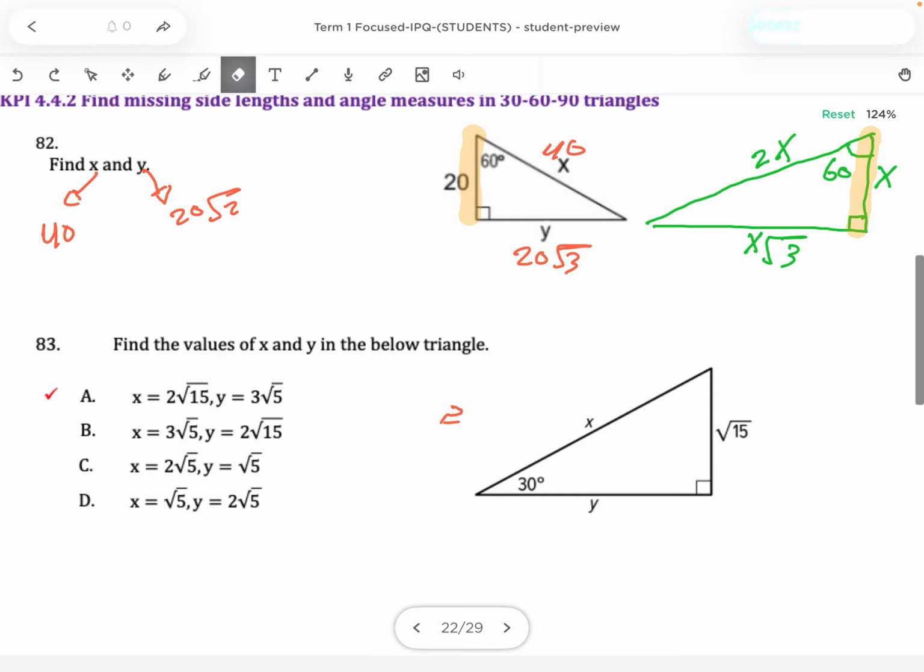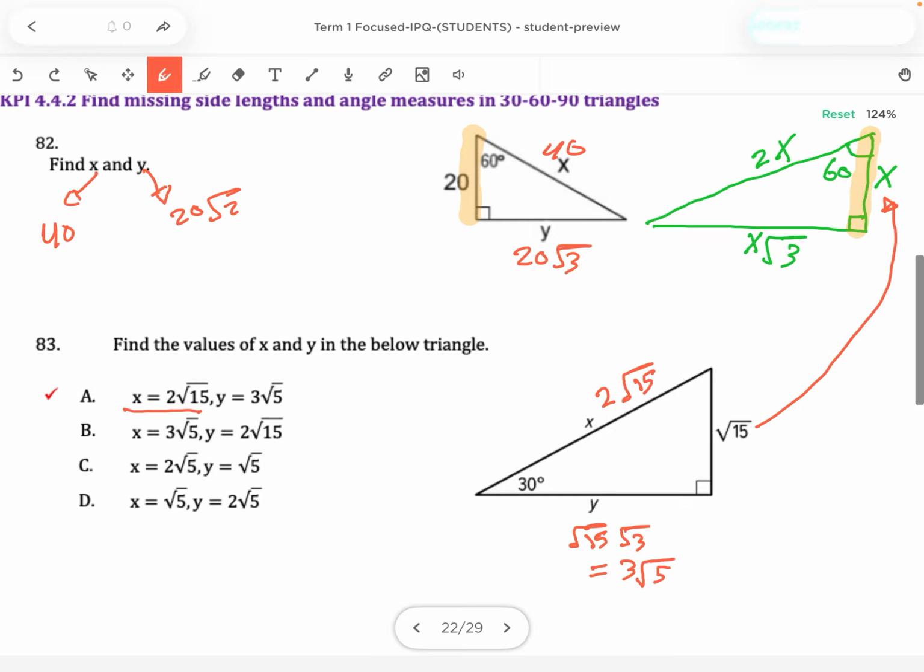السؤال اللي بعده نفس الموضوع معطينا short side to be radical 15. Radical 15 that represents the short side. So the hypotenuse is 2 radical 15, and we multiply by 2. With the short side x, the hypotenuse is 2x, so the long side is x radical 3. The short side radical 15, for this one will be radical 15 times radical 3. If you put it on calculator, it will be equal to 3 radical 5. So x is 2 radical 15, while y is 3 radical 5, so the answer is A.